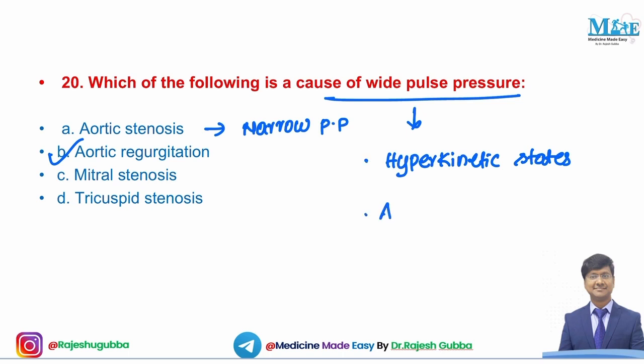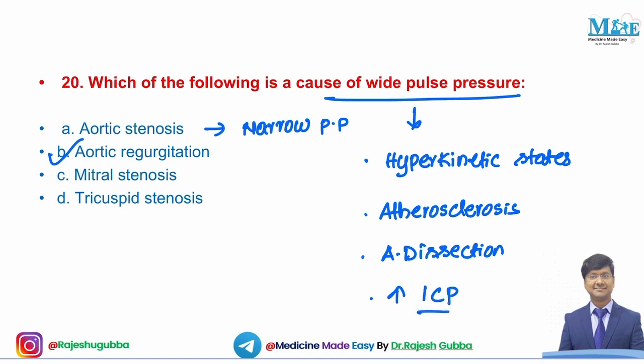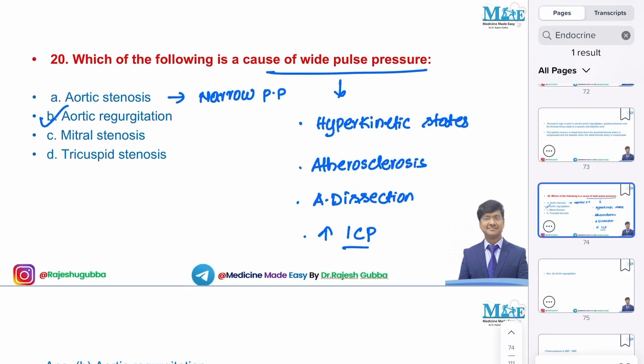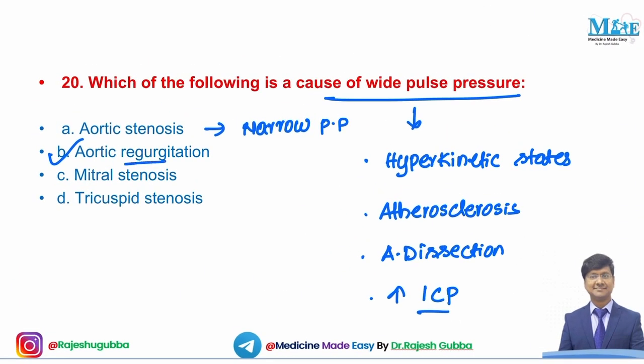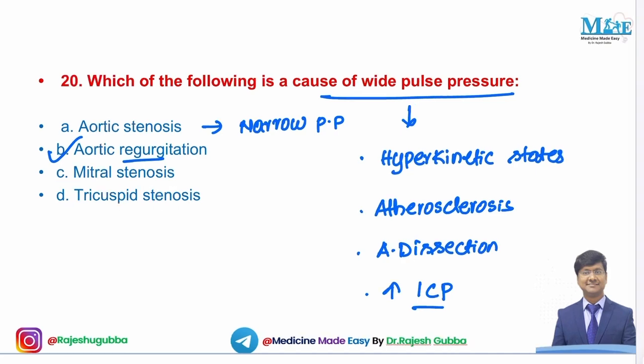Then atherosclerosis, you can have wide pulse pressure. Then in case of aortic dissection, you can have wide pulse pressure. And in cases of raised intracranial tension or intracranial pressure, you can have wide pulse pressure. Okay, so the answer in this question is A. Next, I'm sorry, the answer in this question is B, aortic regurgitation.